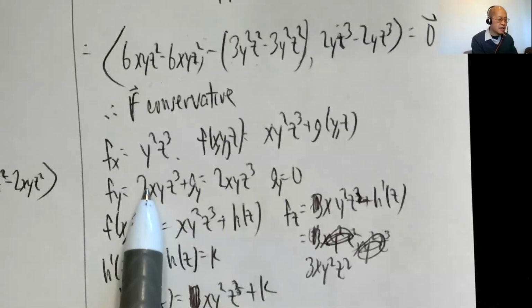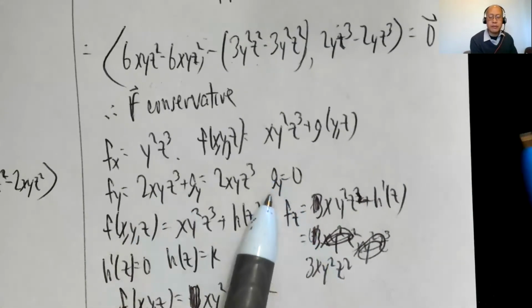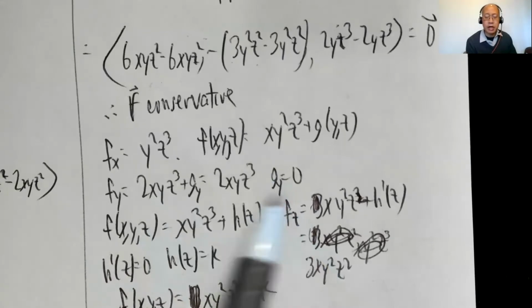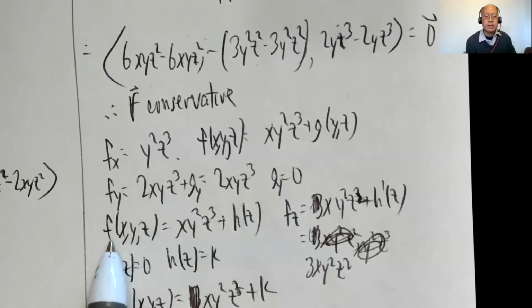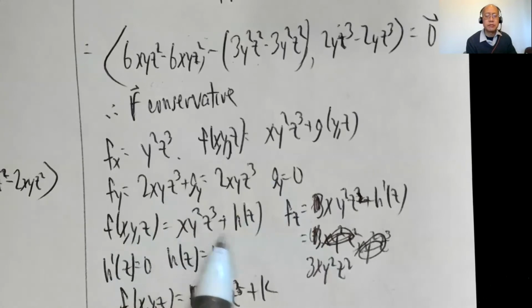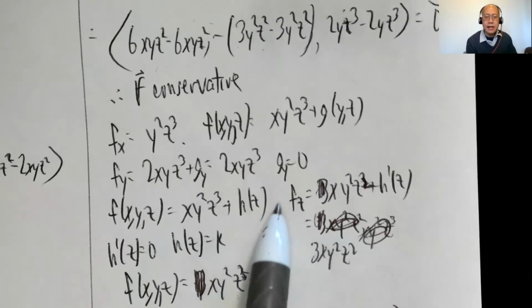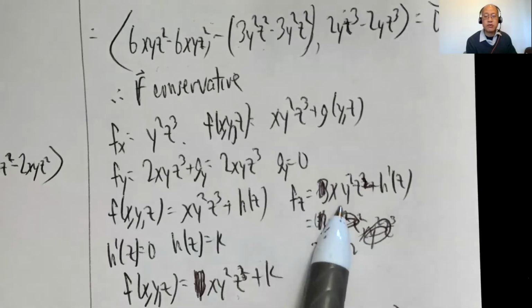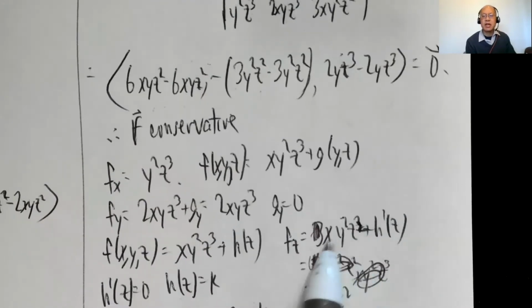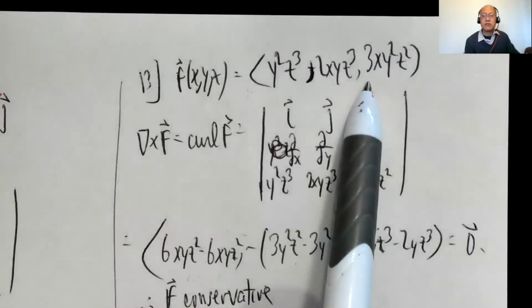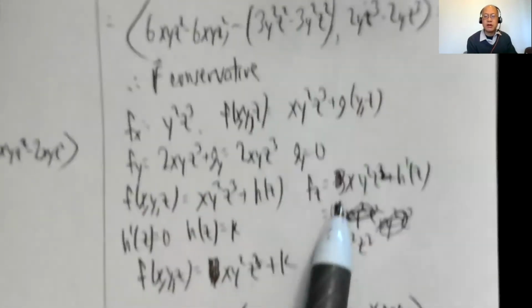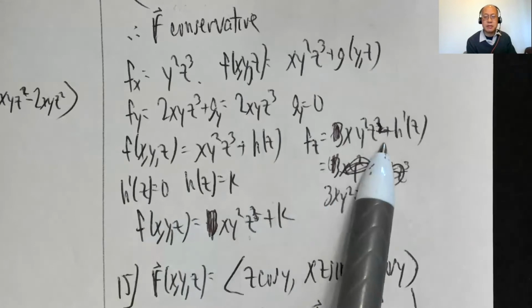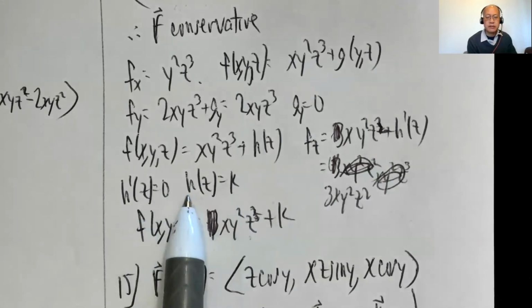So if you look at this and this, that forces g sub y to be 0, which means there is no y, but I could have a function of z. So that means f of x, y, z is now xy squared z cubed plus h of z. So now I differentiate with respect to z. That gives me 3xy squared z squared plus h prime of z. I set that equal to 3xy squared z squared. And again, that forces h prime to be 0. So h of z is k.